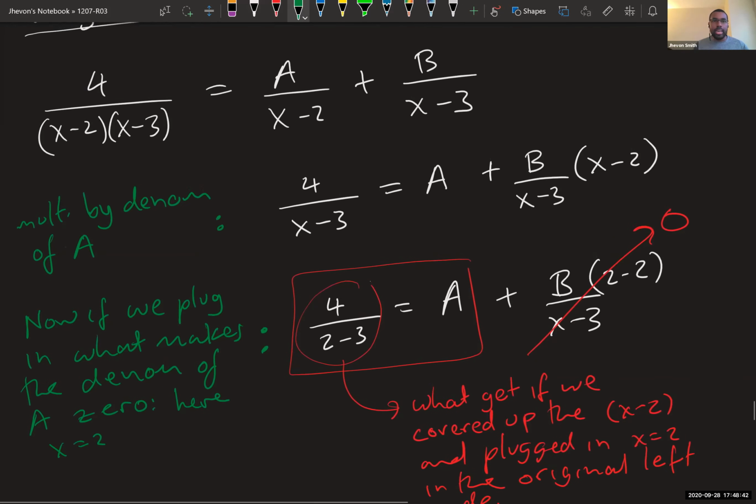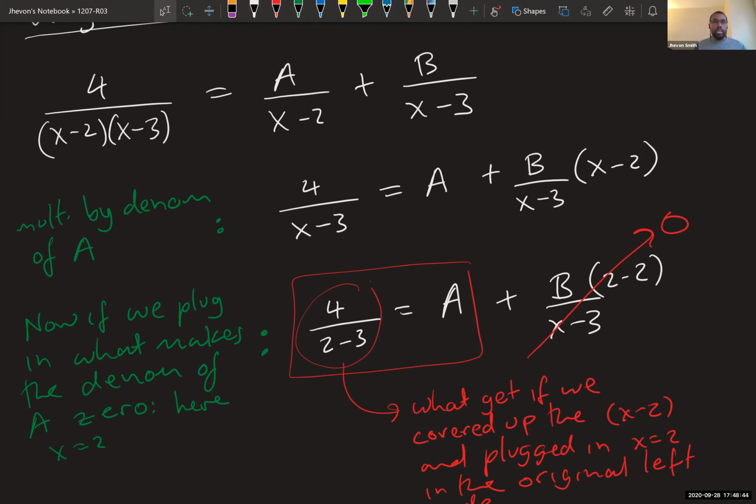So last time I introduced this idea of whenever you have repeated linear factors, you can literally just take your finger and cover them up and plug in the x values that would make that guy 0. And that will actually give you the value of the numerator of that linear factor, which is really cool. It's very quick. It's a nice shortcut. And a lot of times it allows you to do partial fractions literally in your head.